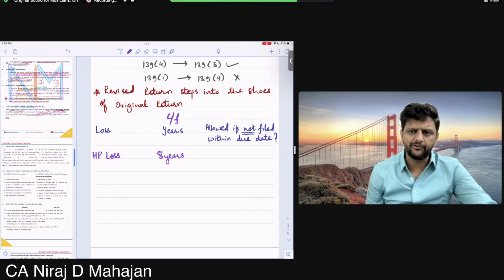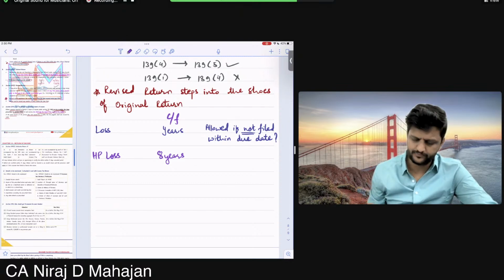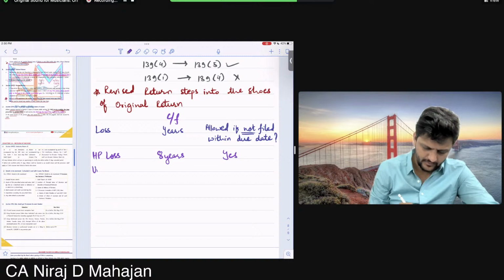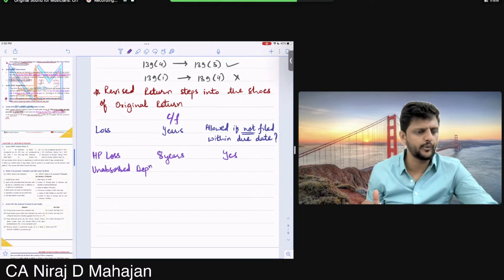Are we allowed to carry it forward even if we don't file within due date? Yes, allowed. हाँ या ना? Clear? Next one. Unabsorbed depreciation, but how many years can you carry forward? Tell me. Unabsorbed depreciation. All of you.